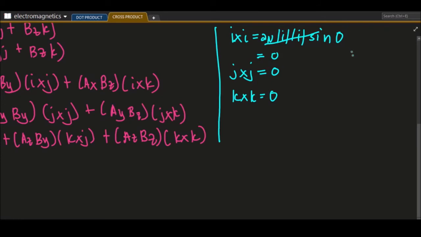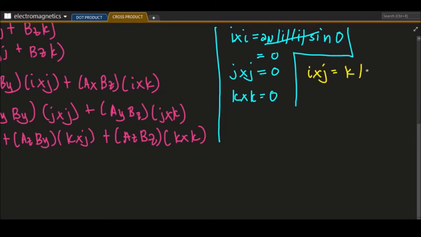Now, if you are going to have the unit vectors, for example i cross j, maybe we go a bit lower to conserve the space. So we have i cross j. The unit vector which is perpendicular to these two is k.